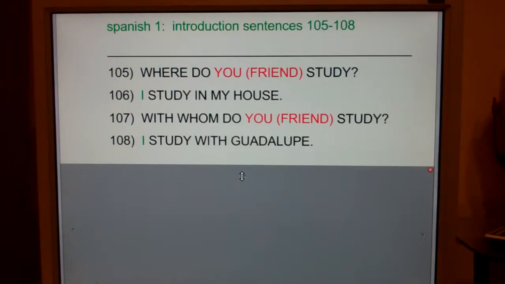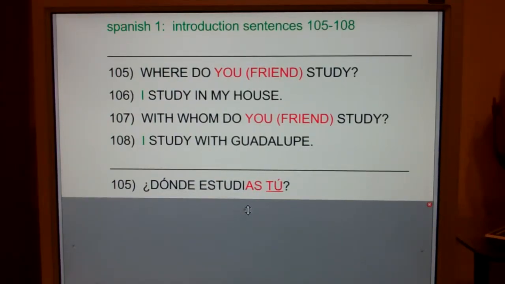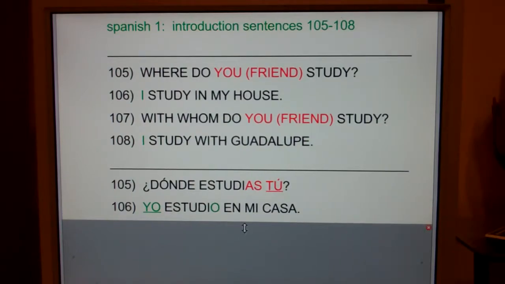105, ask your friend, where do you study? ¿Dónde estudias tú? 106, I study in my house. Yo estudio en mi casa.